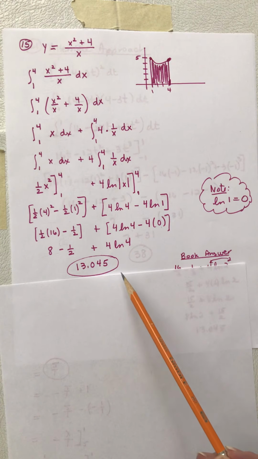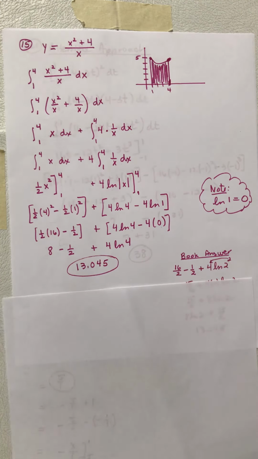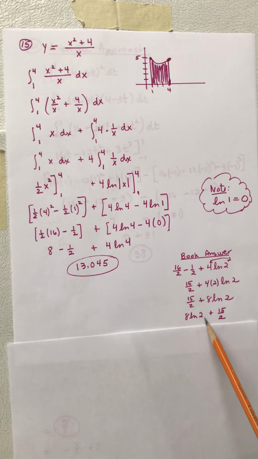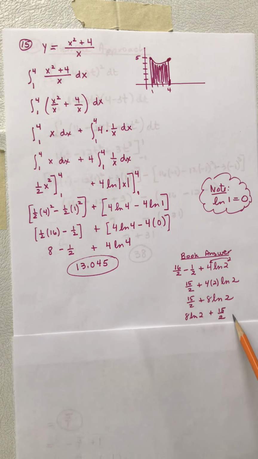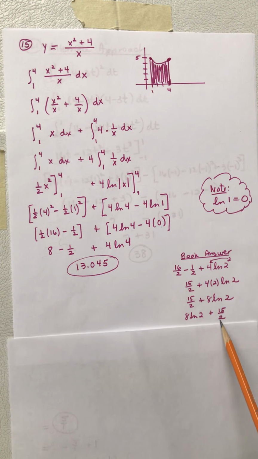Some people were a little confused maybe because the answer in the back of the book didn't look like this. The answer in the back of the book looked like 8 ln 2 plus 15 halves. Well, we can see where the 15 halves came from because 8 minus 1/2 is 7.5, and that's 15 halves.